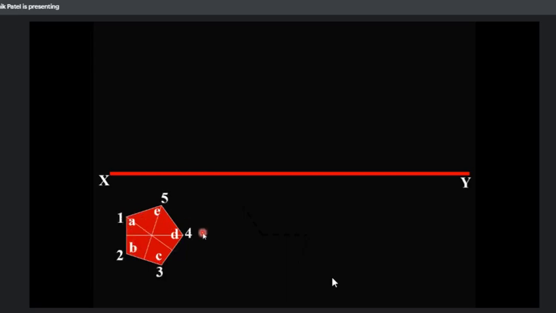Similarly for pentagonal prisms, every corner point has two labels. One is in alphabetical order and the second one is in numerical order. So I will mark A, B, C, D, E, and similarly in numerical order 1, 2, 3, 4, 5. Now where they intersect, that is my axis point.